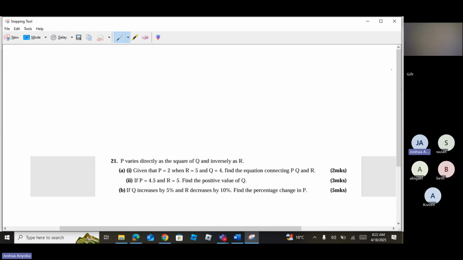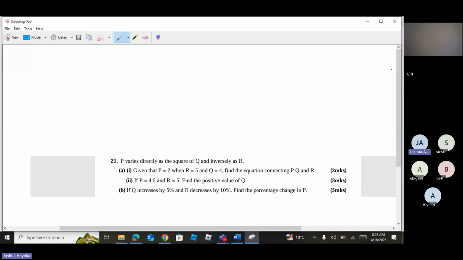Ivan, read the question. P varies directly as the square of Q and inversely as R. Given that P is 2 when R is equals to 5 and Q is equals to 4, find the equation connecting P, Q, and R. If P is equals to 4.5 and R is equals to 5, find the positive value of Q. If Q increases by 5% and R decreases by 10%, find the percentage change in P.